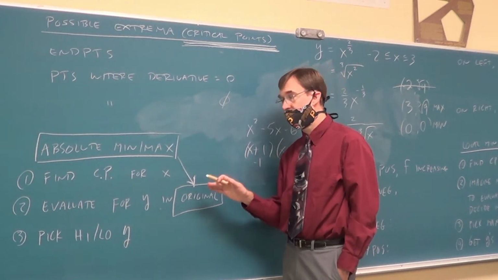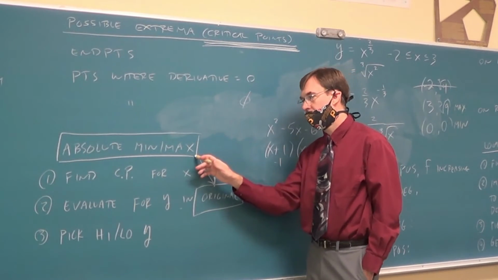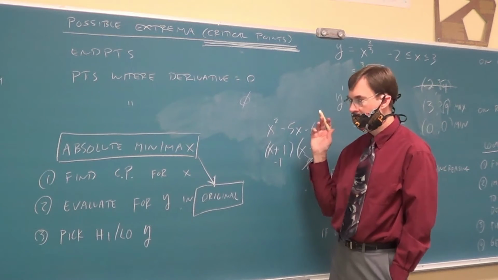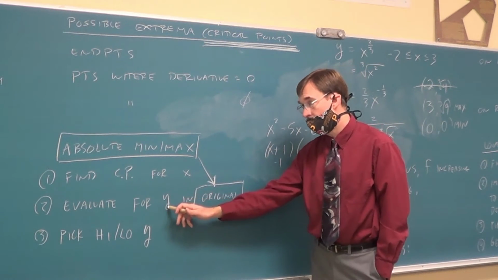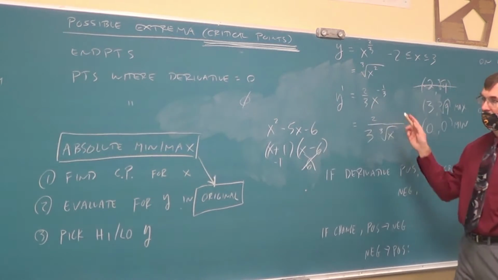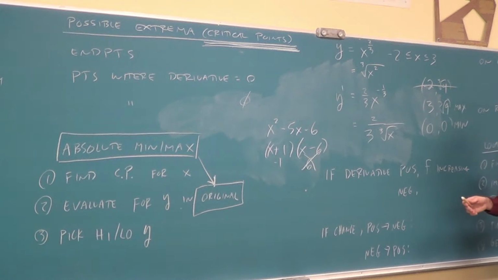So we'll do the derivative in every problem, but for absolute min-max problems, we get that critical point list, whatever order they're in is fine. Then we're going to go get the y's from the original. The original equation is what makes our main decisions happen.